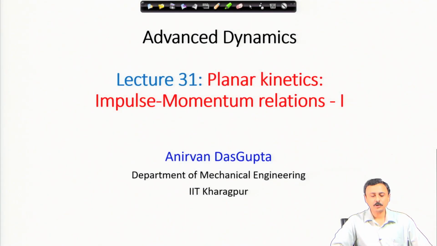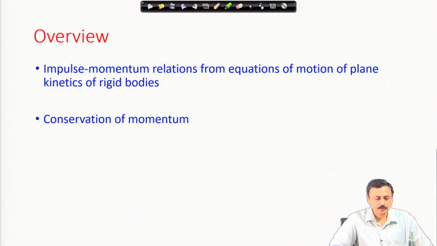In this lecture we are going to look at the impulse momentum relations for planar kinetics of rigid bodies. We will look at the impulse momentum relations which are derived from the equations of motion for planar kinetics of rigid bodies, and finally look at the conservation of momentum. We are also going to take up some problems.